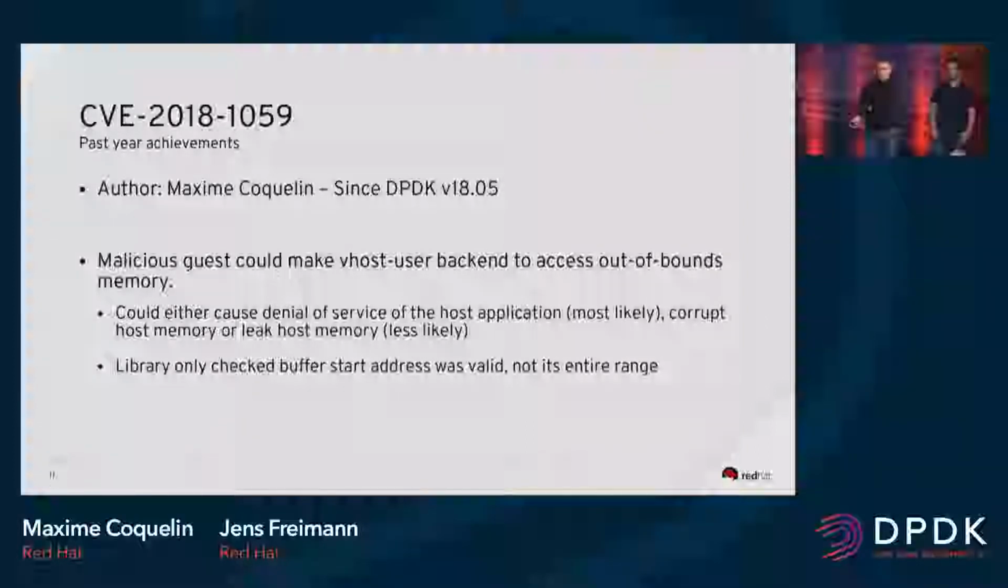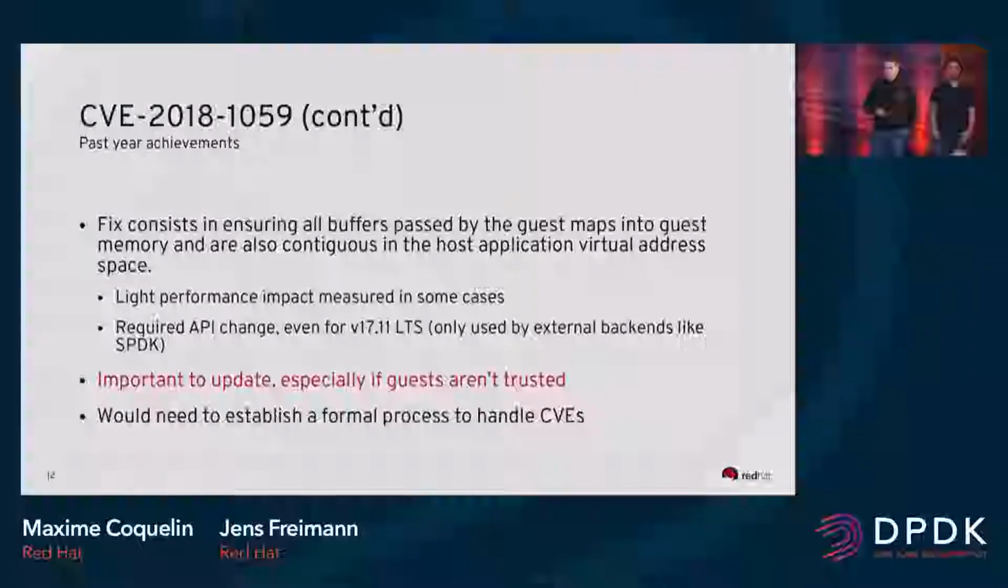The problem was that the guest could connect to the Vhost user backend and access memory that was out of the memory regions of the guest, creating a seg fault, because the library did not check the entire range of the buffer that was passed by the guest. So we fixed it by ensuring that all the buffers passed by the guest fit into the memory regions, and that they are also contiguous in the host virtual address space.